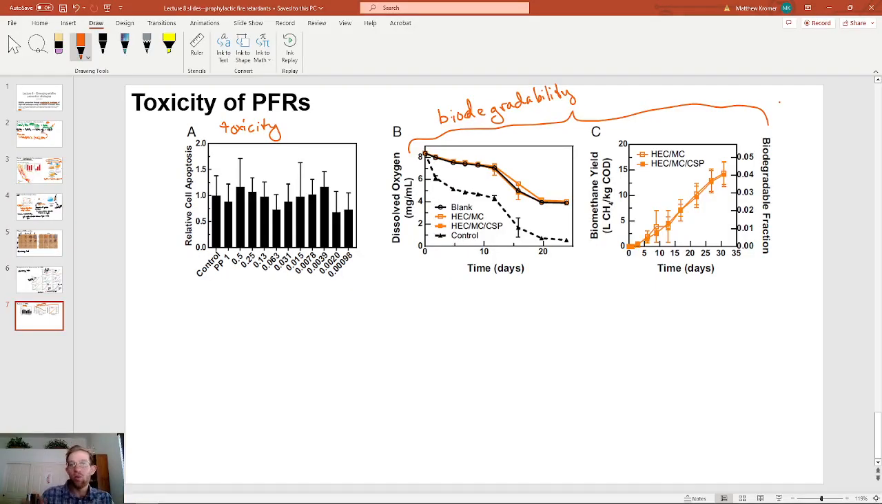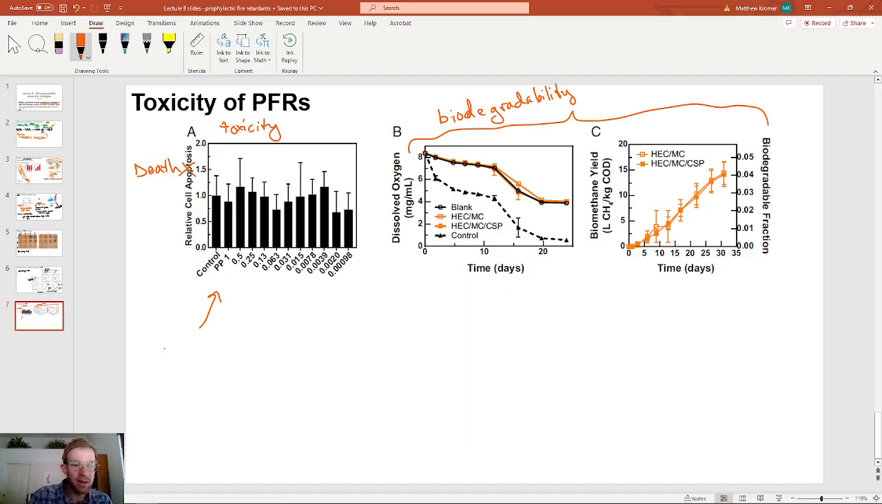Okay, so I'll quickly run through these so that you have some sort of an appreciation for what chemists and engineers think about when they're assessing something towards its toxic effect. So in this first one, you can see the y-axis is relative cell apoptosis. Apoptosis for cells is synonymous with death. When cells are unhealthy or are under duress, they trigger a process called apoptosis and essentially kill themselves. So high cell apoptosis means high toxic effect.